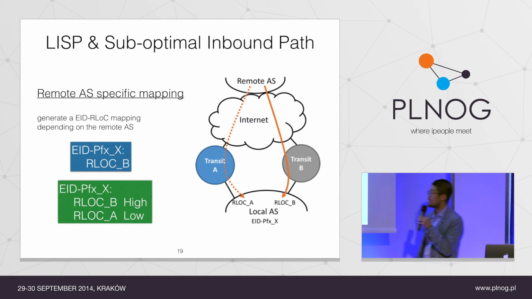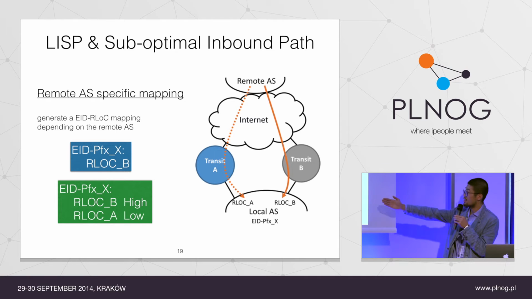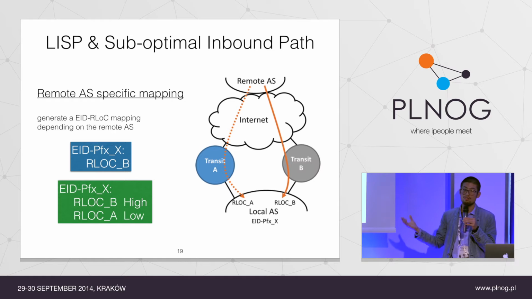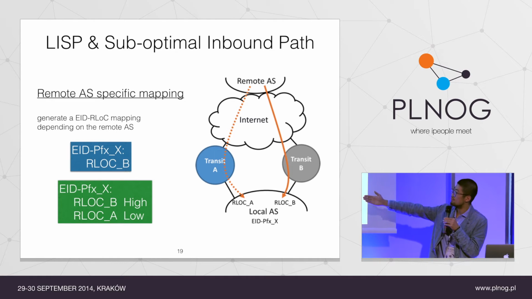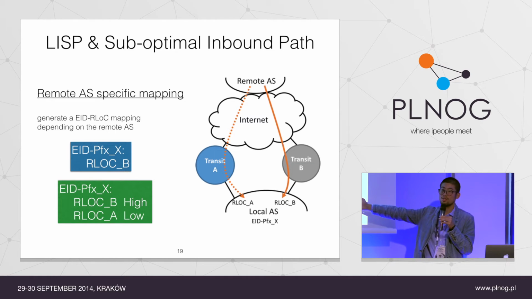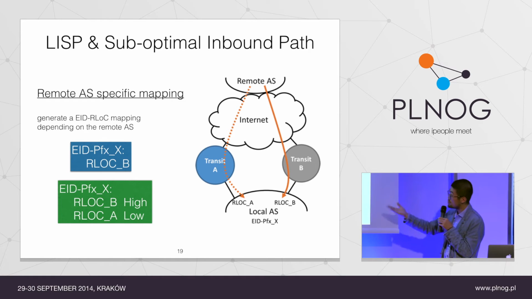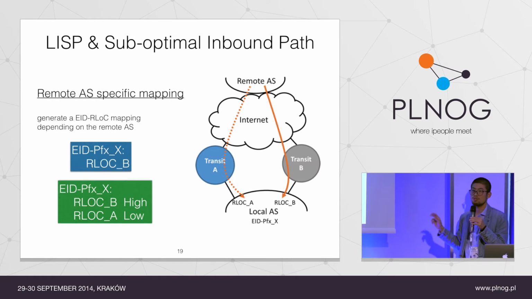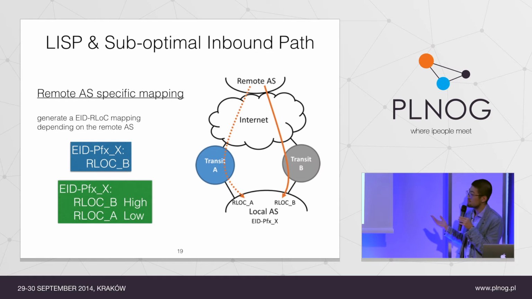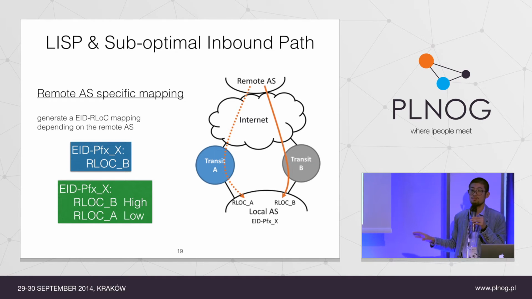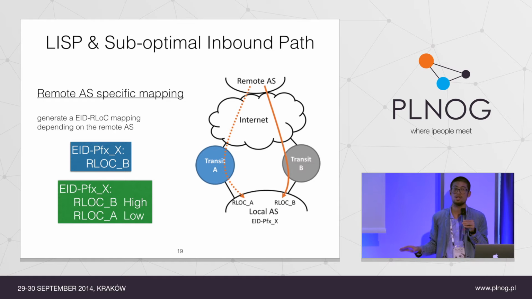In this case, we can attach a priority value to each locator. Like in the green label, we can say, okay, please use locator B first. It is highly preferable. In case it fails, you can switch to transit A. That is it. We've solved the first question. Piece of cake.